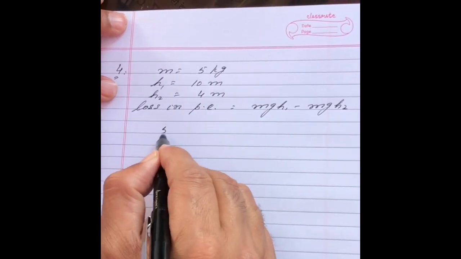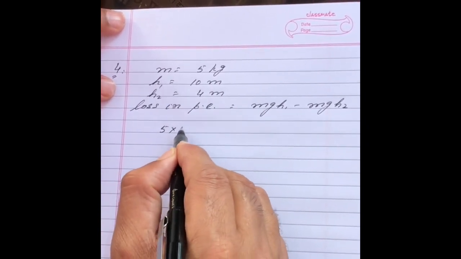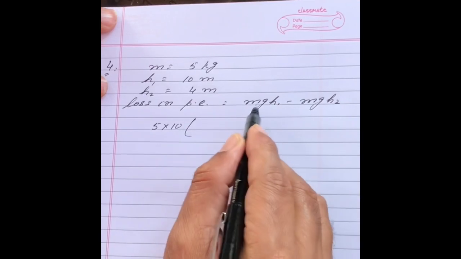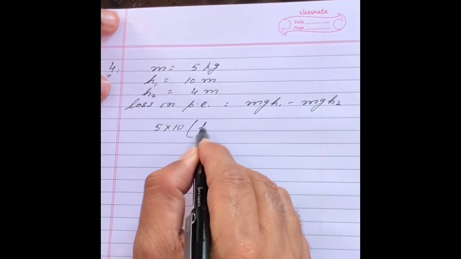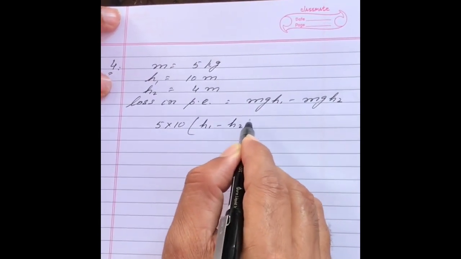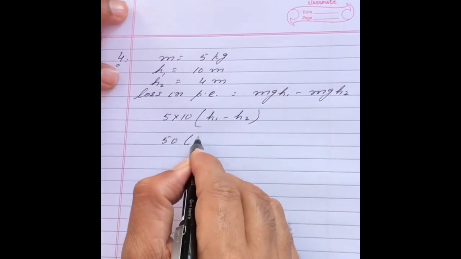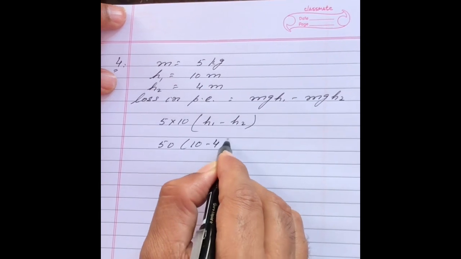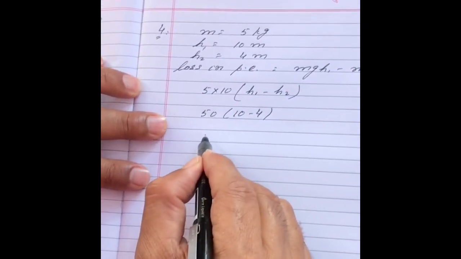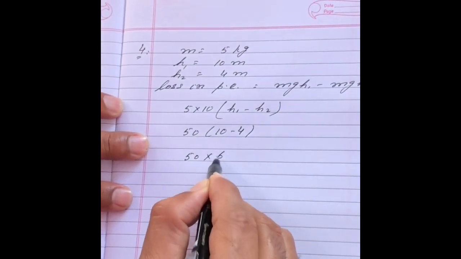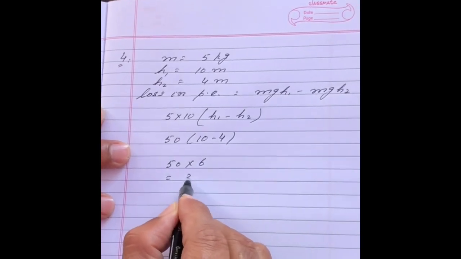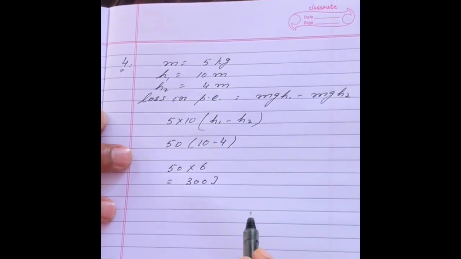Mass is 5, g is 10. That mg I take common. Inside will be H1 minus H2. 5 into 10, 50. H1 is 10, H2 is 4. 50 into 6. That is 300 joule.